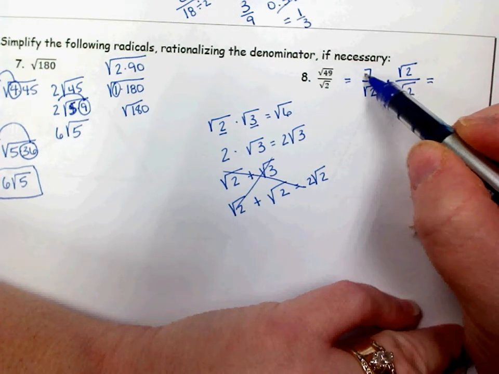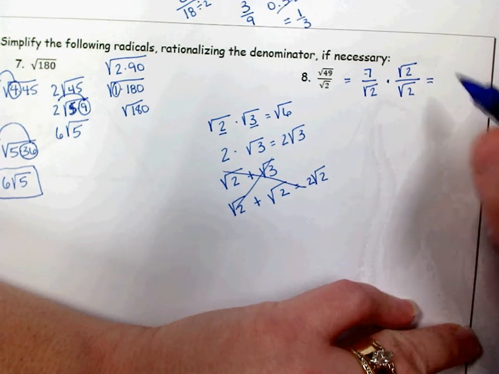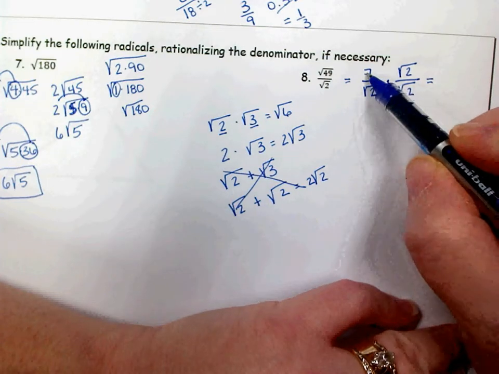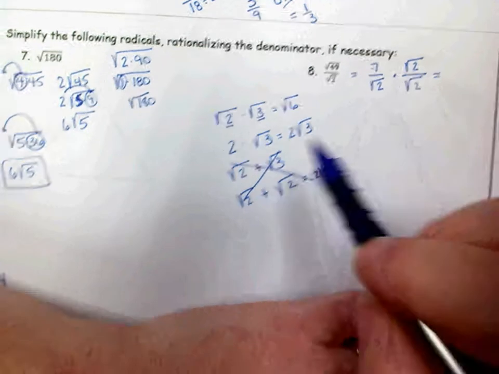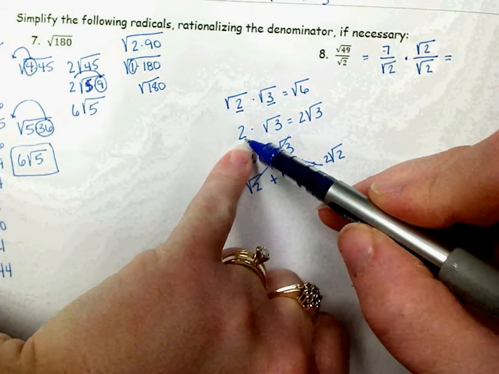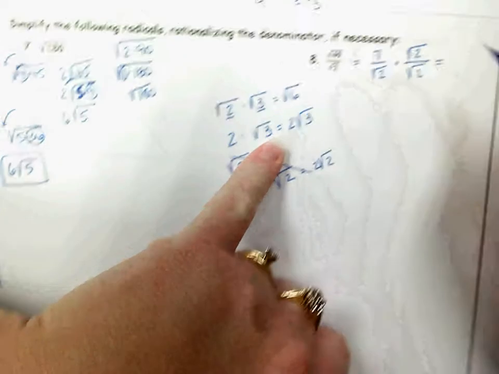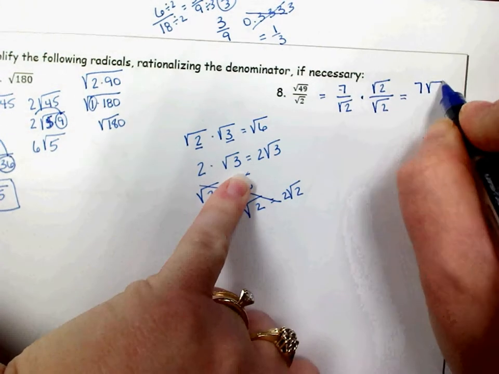And ignore that little ink mark. That's not a negative sign. I just accidentally marked there. But this is 7 times the square root of 2. Now remember, you can't multiply that 7 and 2 because the 7 is outside the radical and the 2 is inside the radical. So I'm going to write that as 7 square roots of 2 in the numerator.